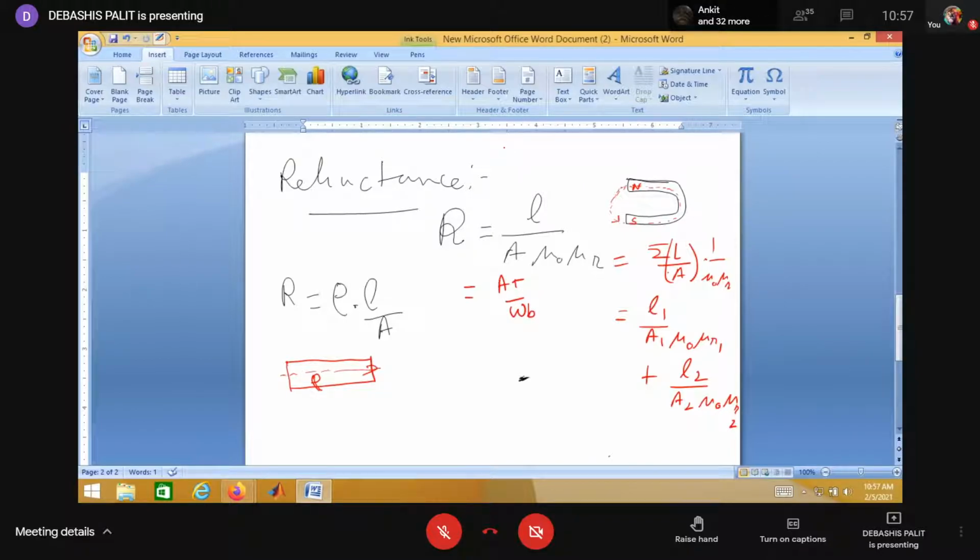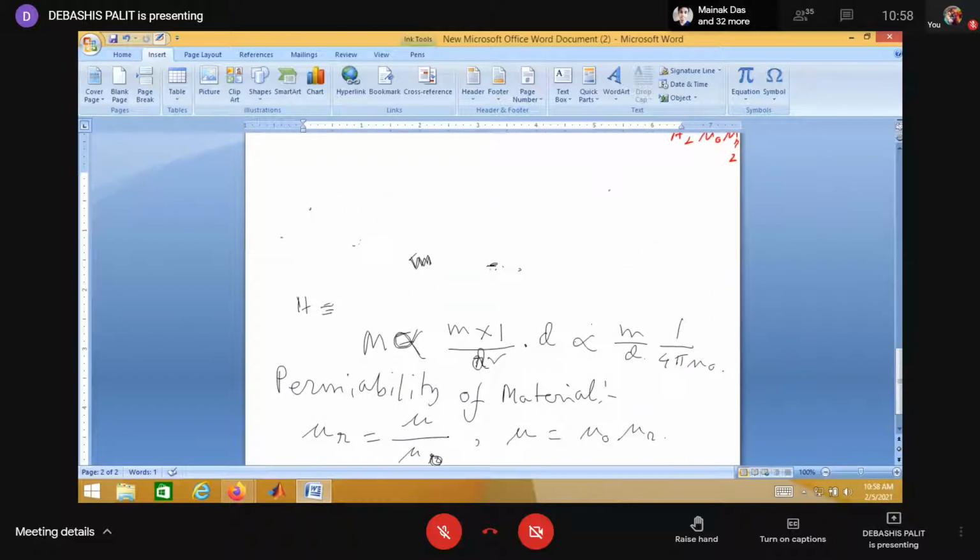Because you know that reluctance R is equal to mmf divided by flux. The mmf is nothing but the ampere turn, and flux is in Weber. So ampere turn per Weber is the unit of reluctance, just like in resistance, that is volt by current, ampere. So resistance is analogous to reluctance.